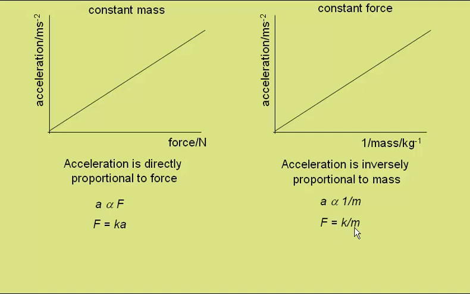We can combine these two equations and write that force is equal to mass times acceleration. This is by making our constant 1 and applies as long as the force is in newtons, the mass in kilograms and the acceleration in meters per second squared.